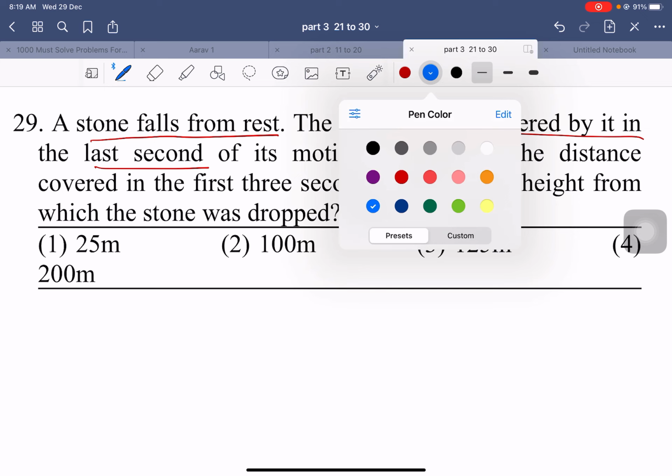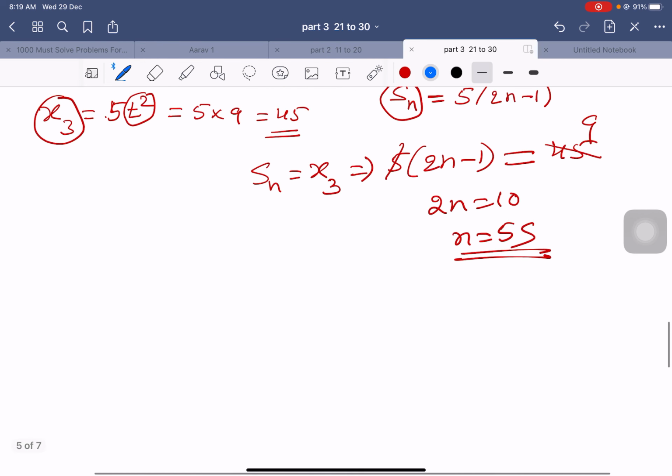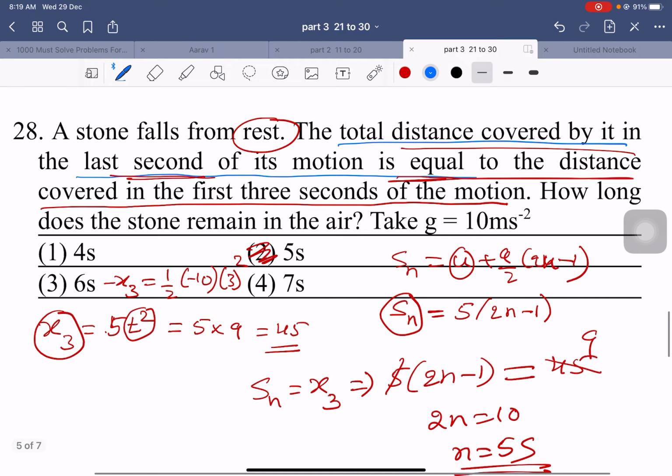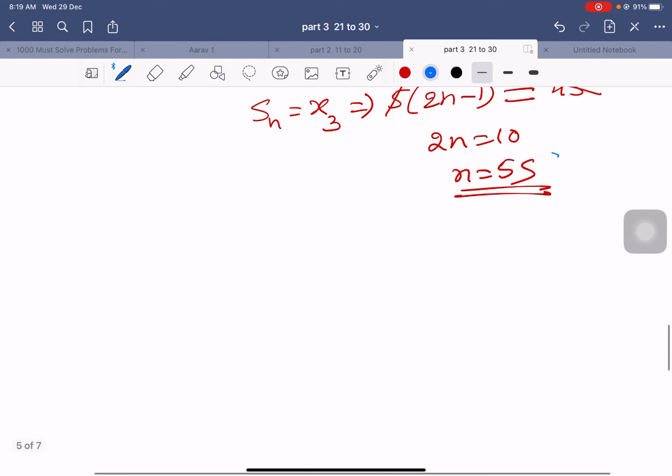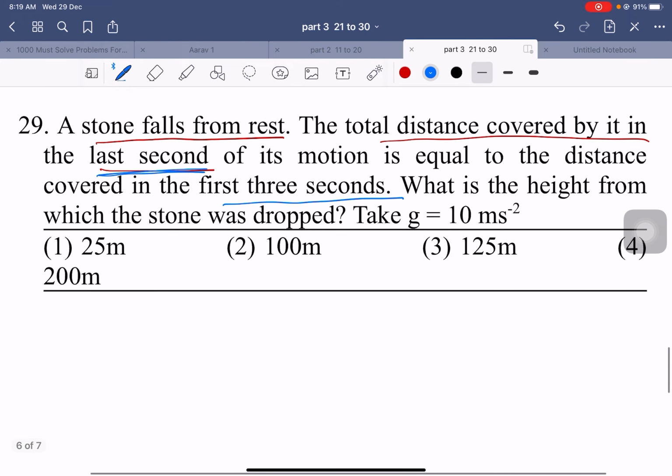Total distance covered in first 3 seconds. So what is the height from which? Okay, so then what is that last second for how much time it is traveling? We know that we have just calculated that. Okay, how long does the stone remain in air? So we have already calculated that it is 5 seconds. So ball will be remaining in air for 5 seconds, correct now?